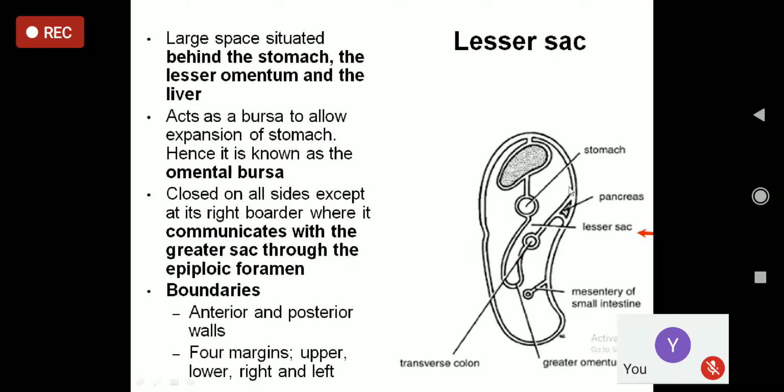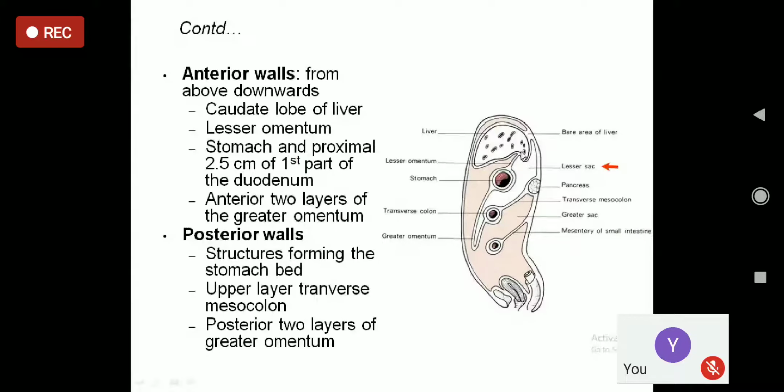And four margins are there. They are the upper margin, lower margin, right margin, and the left margin. So in total is the lesser sac. The anterior wall is formed, from above downward, by the caudate lobe of the liver.